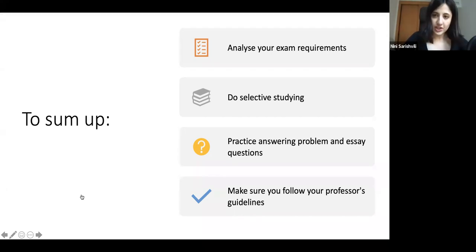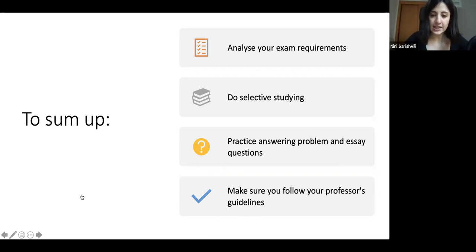Then, once you study the relevant topics, it's highly recommended that you practice answering problem and essay questions. Try to have a look at your past exam papers as well as our model essays. Read the questions and then draft answers yourself, then compare it to our answers so that you know where you went wrong, where to improve.